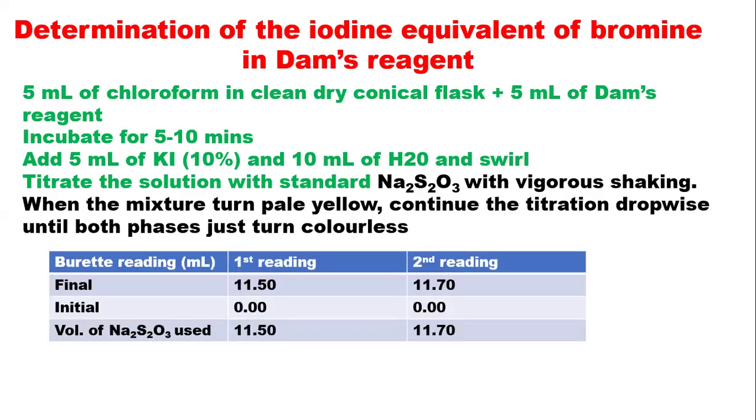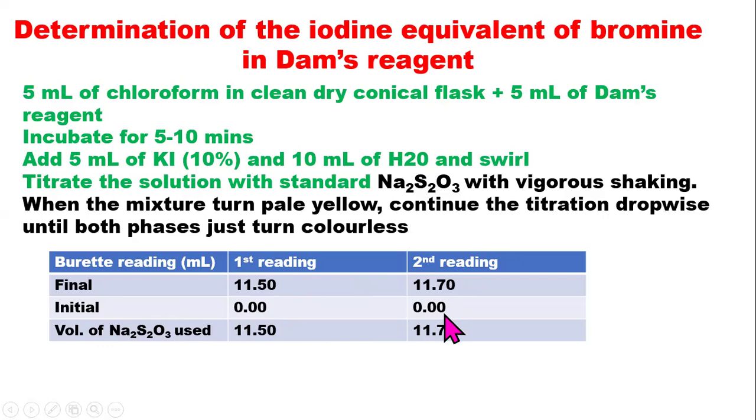We have this as our reading. We are using 2 conical flasks, so we are doing it in duplicate. We have the initial reading from our burette. We have first reading and second reading, because we have 2 conical flasks. For the first conical flask, the initial is 0, we started at 0, and we ended up at 11.50 mls. So we have volume of standard thiosulfate used as 11.5 mls.